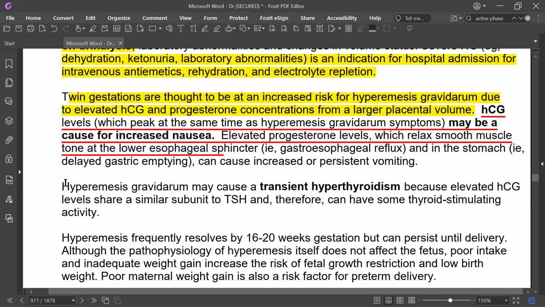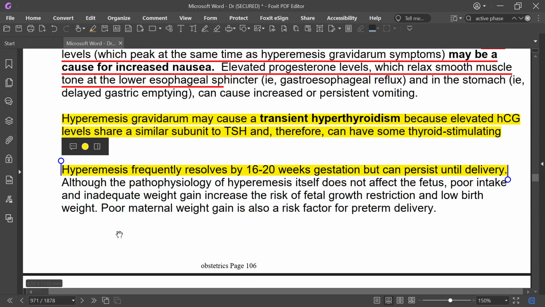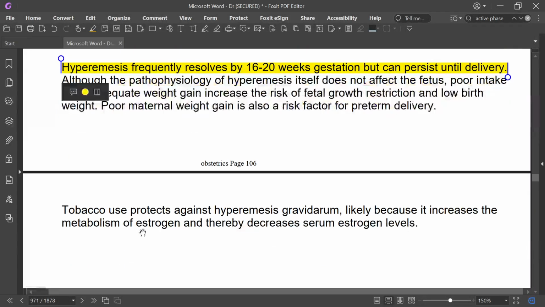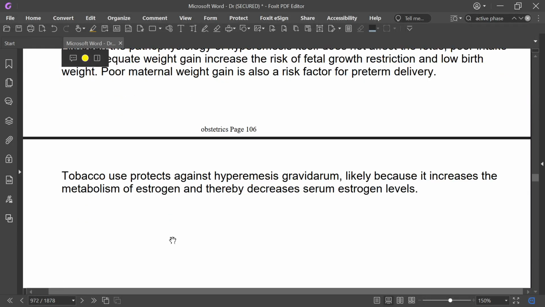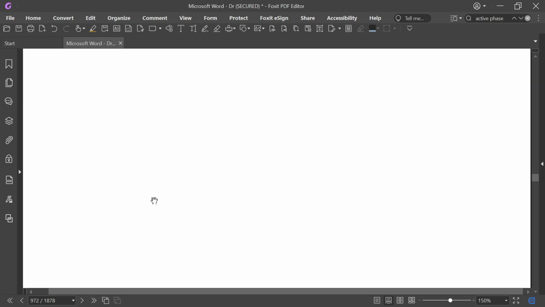It may cause a transient hyperthyroidism because elevated hCG shares a similar subunit with TSH, and therefore can have thyroid stimulating hormone activity. It frequently resolves within 16 to 20 weeks of gestation but can persist until delivery. Tobacco use protects against hyperemesis gravidarum, likely because it increases metabolism of estrogen and thereby decreases serum estrogen level.